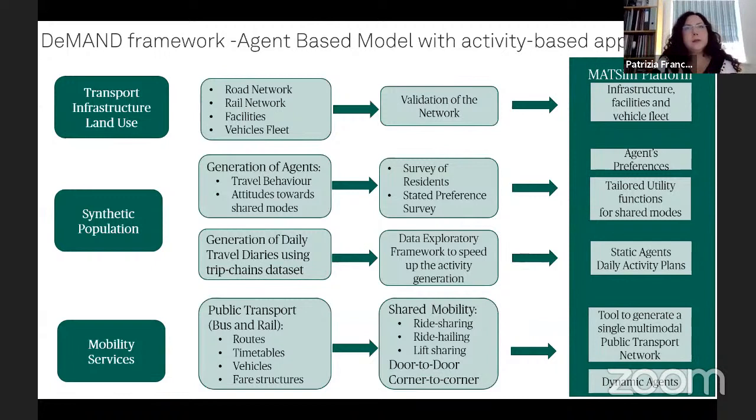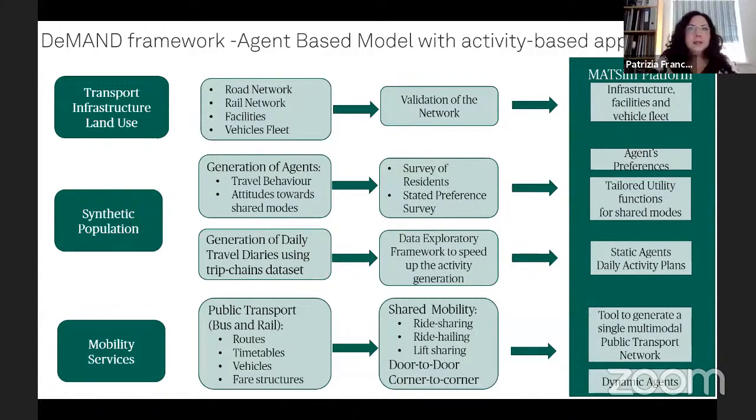In order to understand the travel behavior and the attitudes towards shared mobility, we ran a survey of the residents, a qualitative survey, and then a stated preference survey. And we built behavioral models to change the cost of shared mobility inside the model, because these costs are not the same as public transport and not the same as private cars. So that was a fundamental step for us.